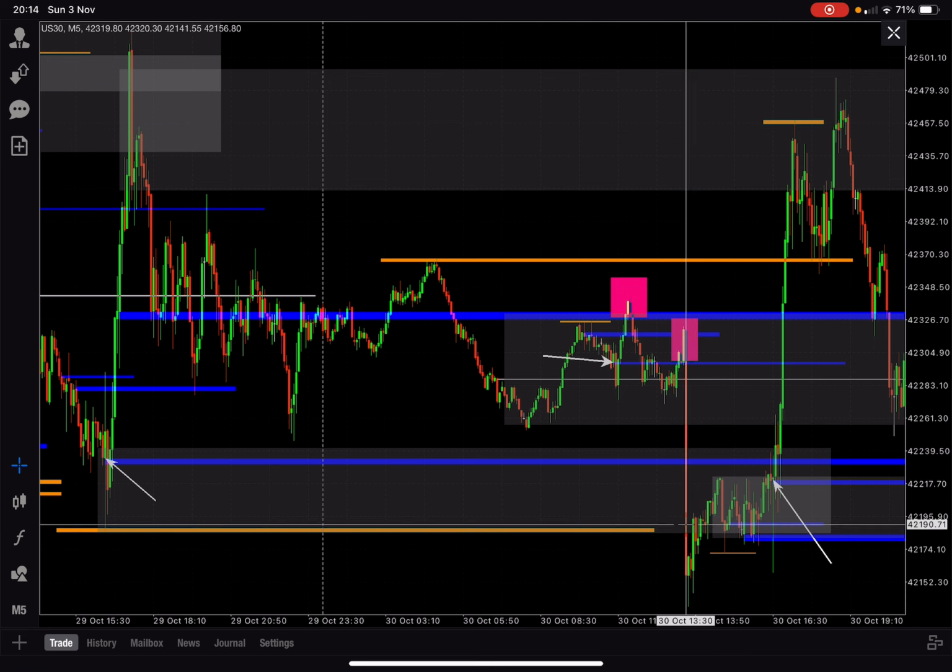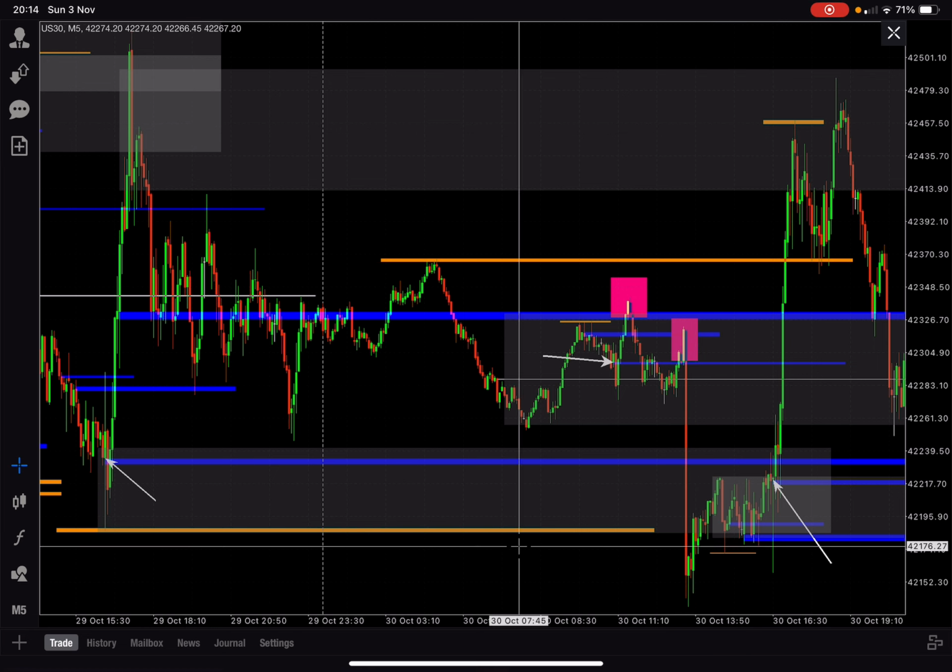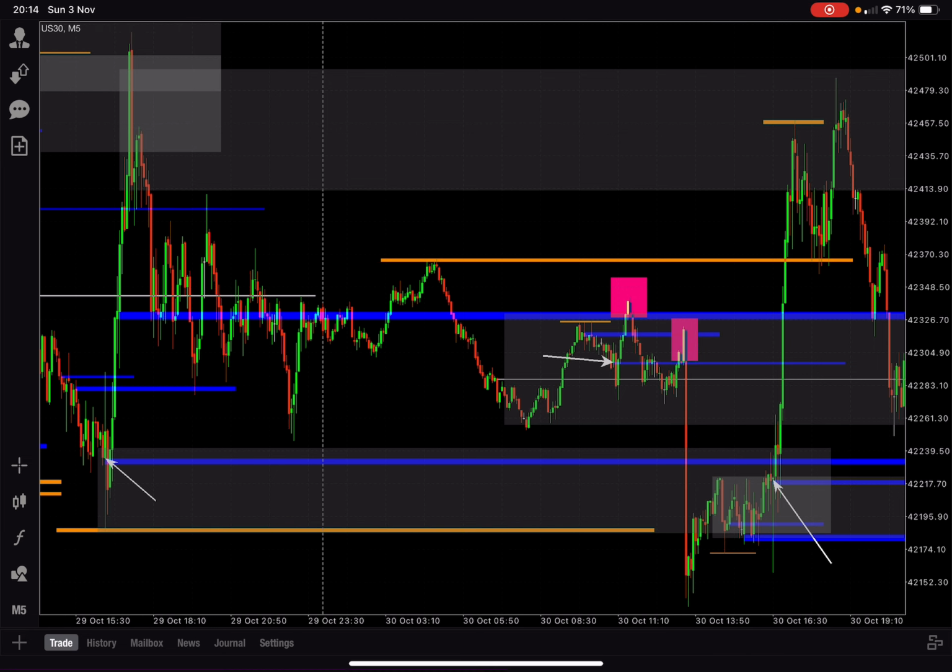Price pushed all the way down. This is also a buy setup because you're going to take the previous day low here.